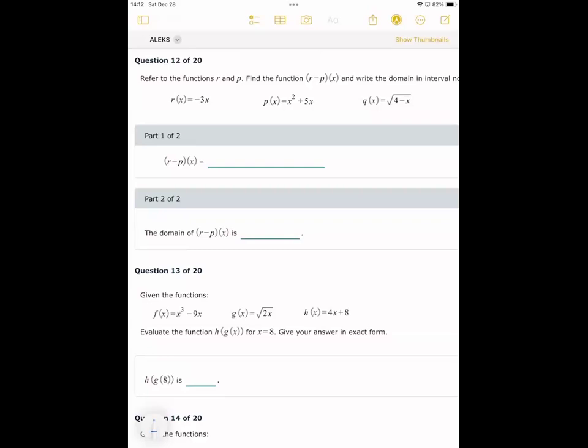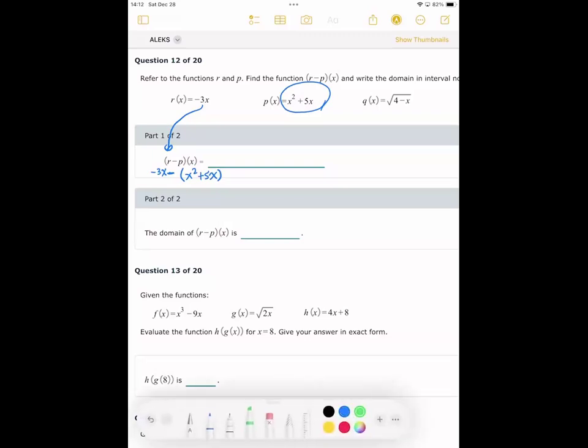It says R minus P, so we want to do subtraction. This is R, negative 3x. You have a subtraction sign. This is your P, x to the power 2 plus 5x. Did you see how I put parentheses here? That's super important that you note that, because you have two terms here. If this was not there, then you write minus 3x minus P, which is that.